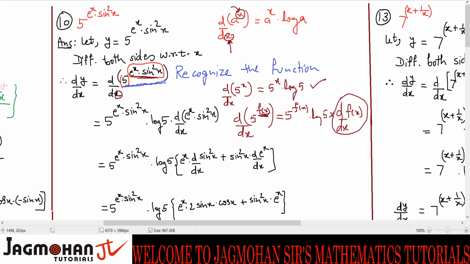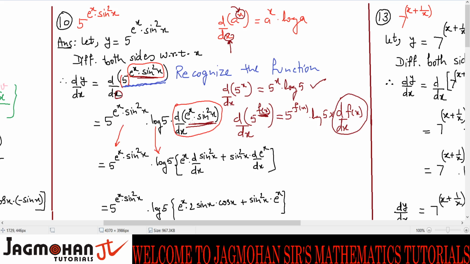So for 5 raised to e raised to x into sine square x, the derivative is 5 raised to e raised to x into sine square x into log 5 into d by dx of e raised to x into sine square x. And when I come here, d by dx of e raised to x into sine square x, this thing will now remain as it is. For this, we will have no change till the end. This is copied here. This log 5 comes here. But now I have to differentiate this part.